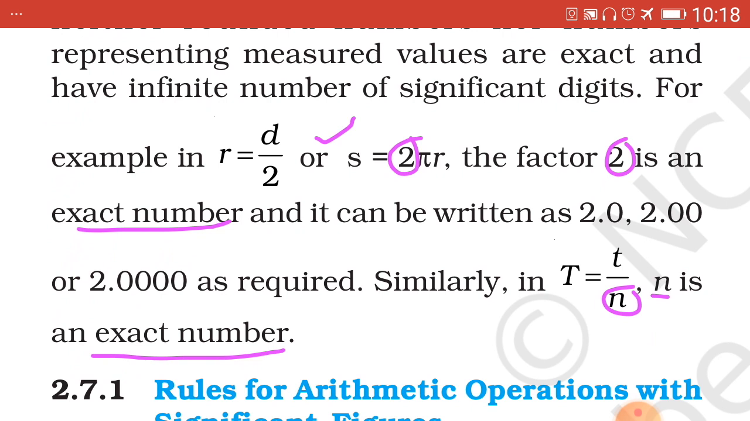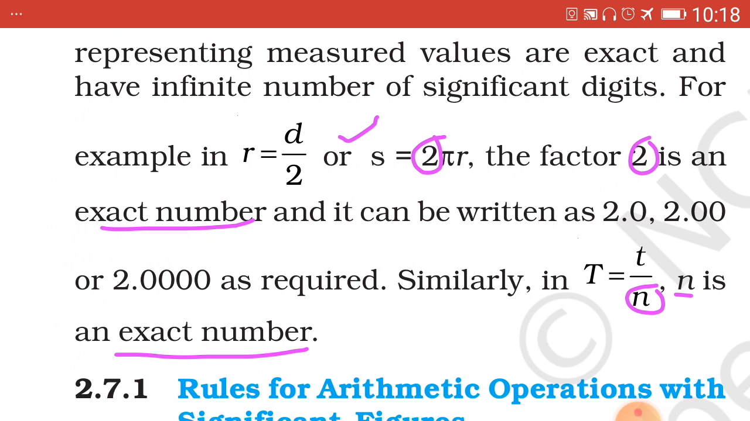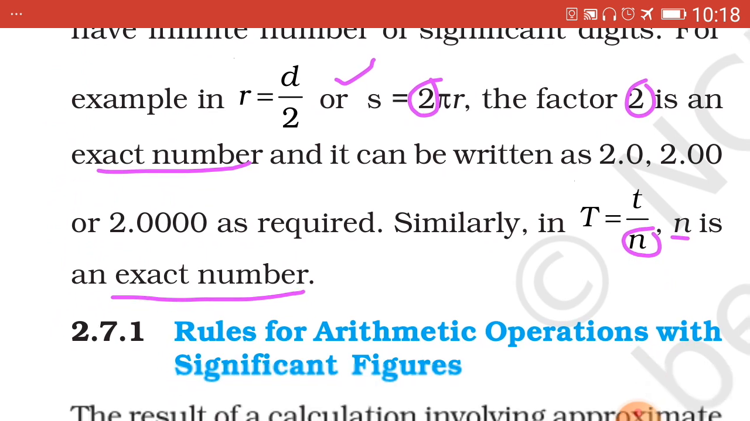Similarly, in the formula capital T equal to t upon N, which we have already seen in the numerical previously, where N is an exact number. Generally, it stands for number of oscillations, which is an exact number. So, those exact numbers have not to be considered in the calculations for significant figures.